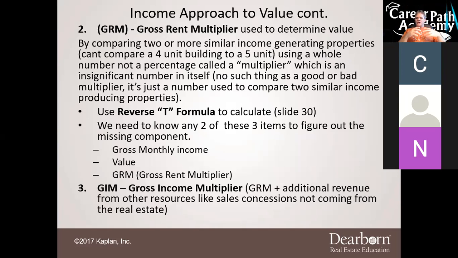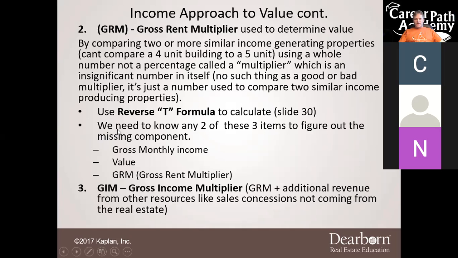Now, using a GRM, a gross rent multiplier, a multiplier is an insignificant number in itself. You figure out the number for a property and then you use that number to compare it to another property. You could figure out the multiplier for a 4-unit building to compare it to another 4-unit building, but you can't compare a 4-unit to a 5-unit or a 3-unit to a 4-unit. You've got to compare similar properties using a multiplier to figure out its value. I know it doesn't make sense what I'm saying right now. It will once we start doing the math.